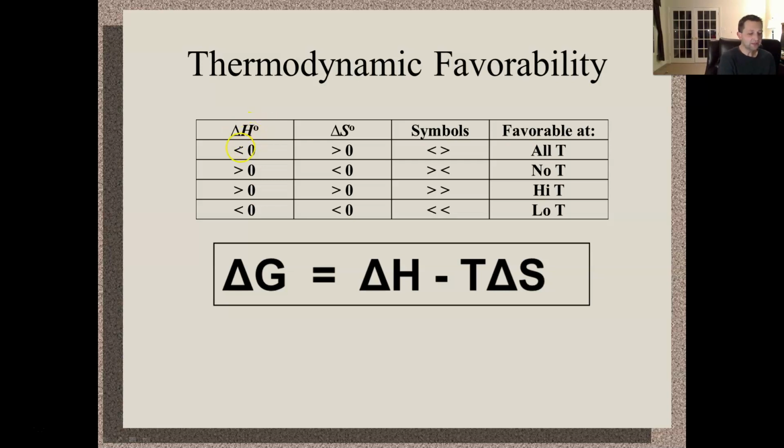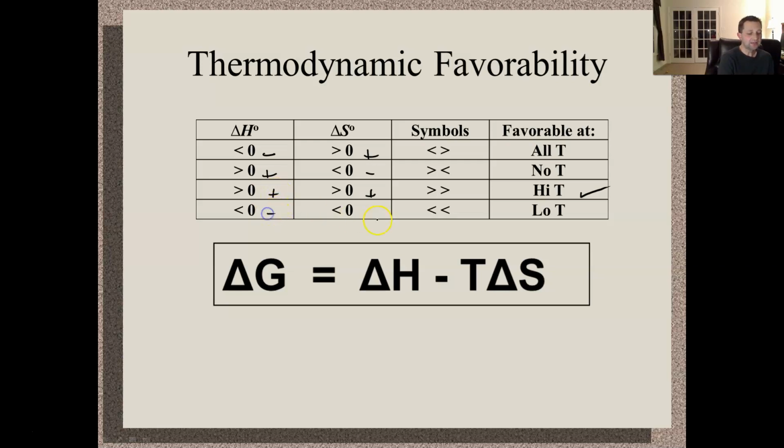So for the delta H, if it's negative, it's less than 0. If it's negative, and the delta S is positive, that's what we want, so it's favorable at all temperatures, spontaneous. If the delta H is positive and the delta S is negative, then it's not favorable at all. It's not spontaneous, so no temperatures, doesn't matter. If the delta H is positive, which is what we don't want, but the delta S is also positive, then high temperatures are where we need to be. We just did an example like that in the previous slide.